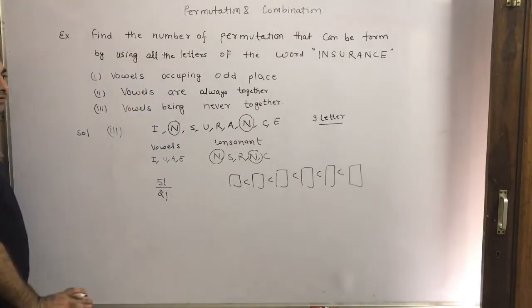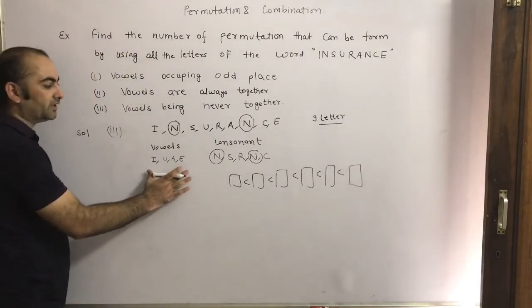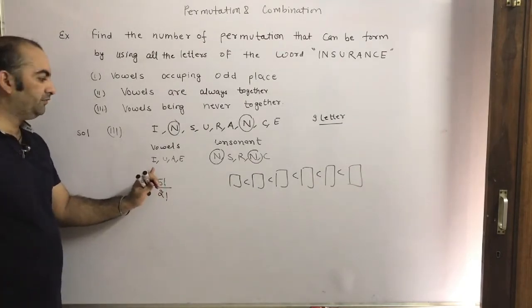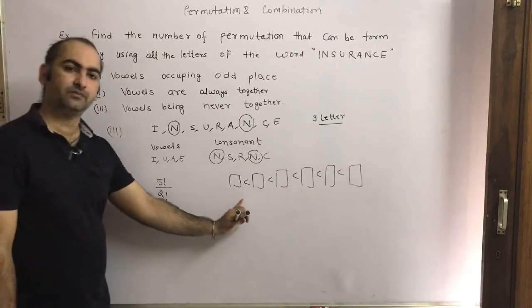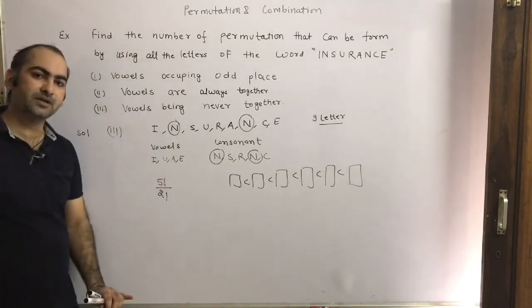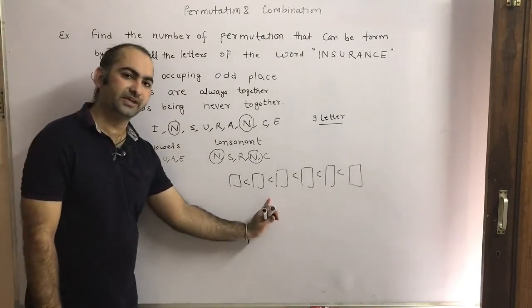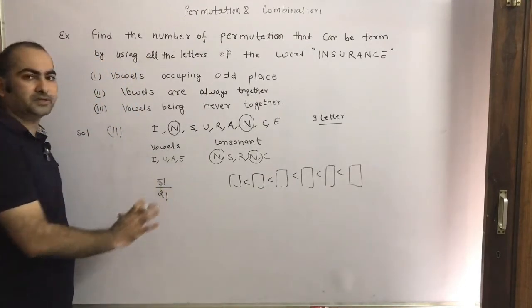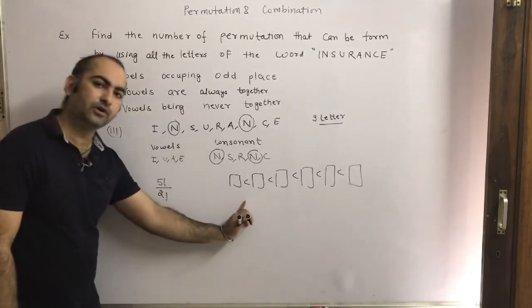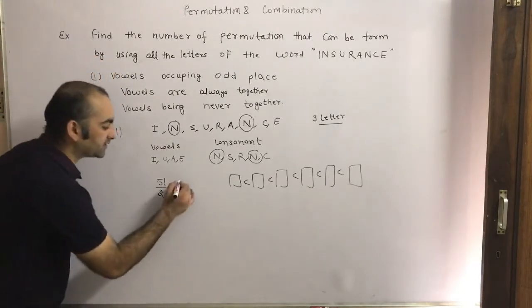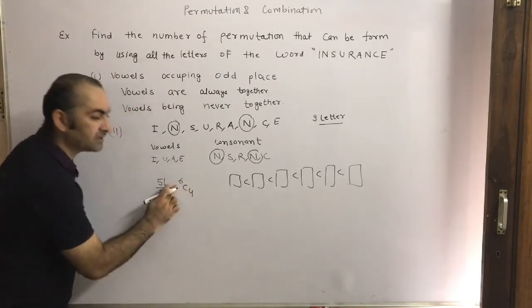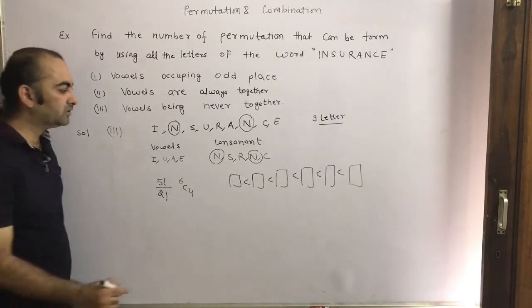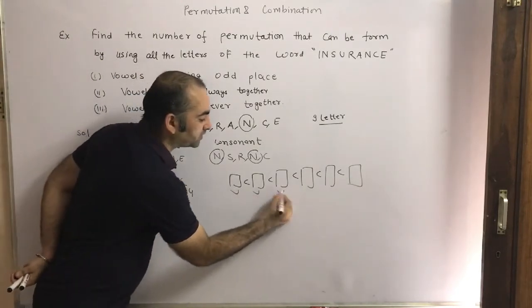Now we want the vowels to be separated. We have 6 gaps and 4 vowels. If you put these 4 vowels in 4 gaps, the vowels will be separated because the gaps are also separated. But we have 6 gaps and only 4 vowels, so we have to select 4 gaps. The selection of 4 gaps is 6C4. Out of 6 gaps, you are selecting 4 gaps.